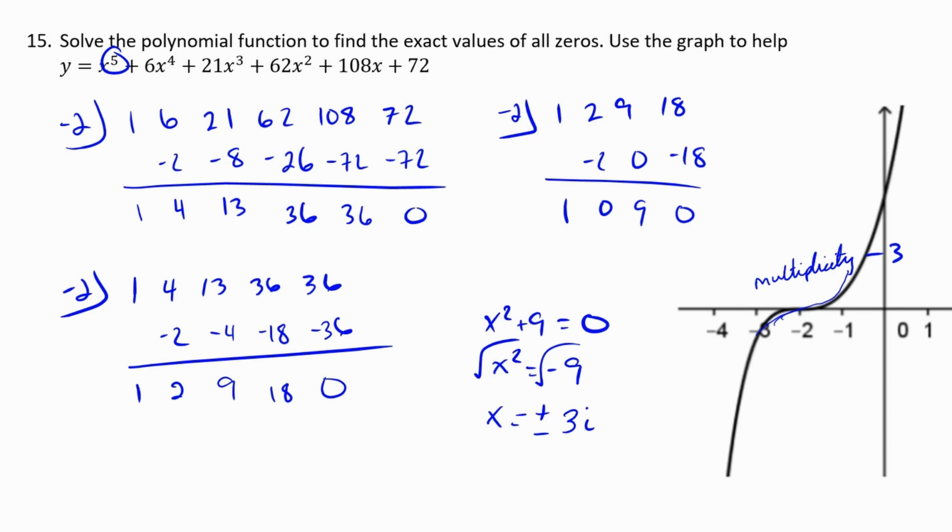So we end up with 5 zeros. We end up with x equal to -2 with a multiplicity of 3, because that's happening 3 times. So x equals -2, -2, and -2. And then we get x equal to 3i and x equal to -3i for our final answers.